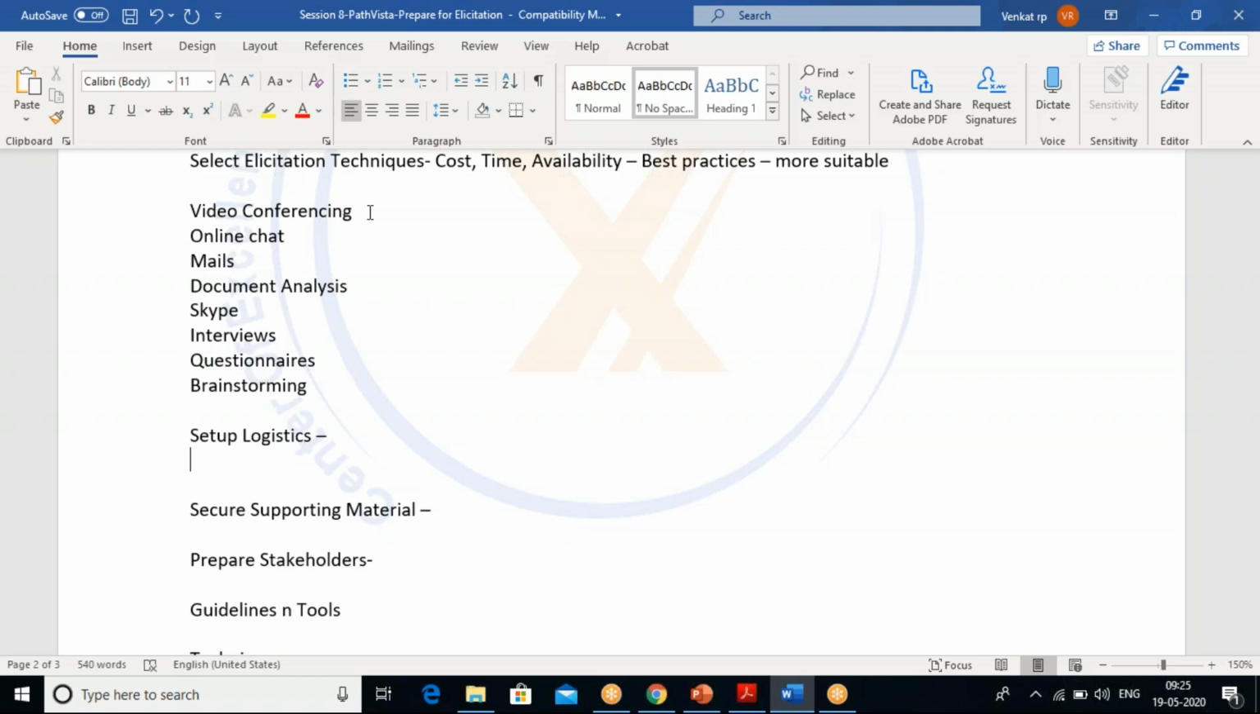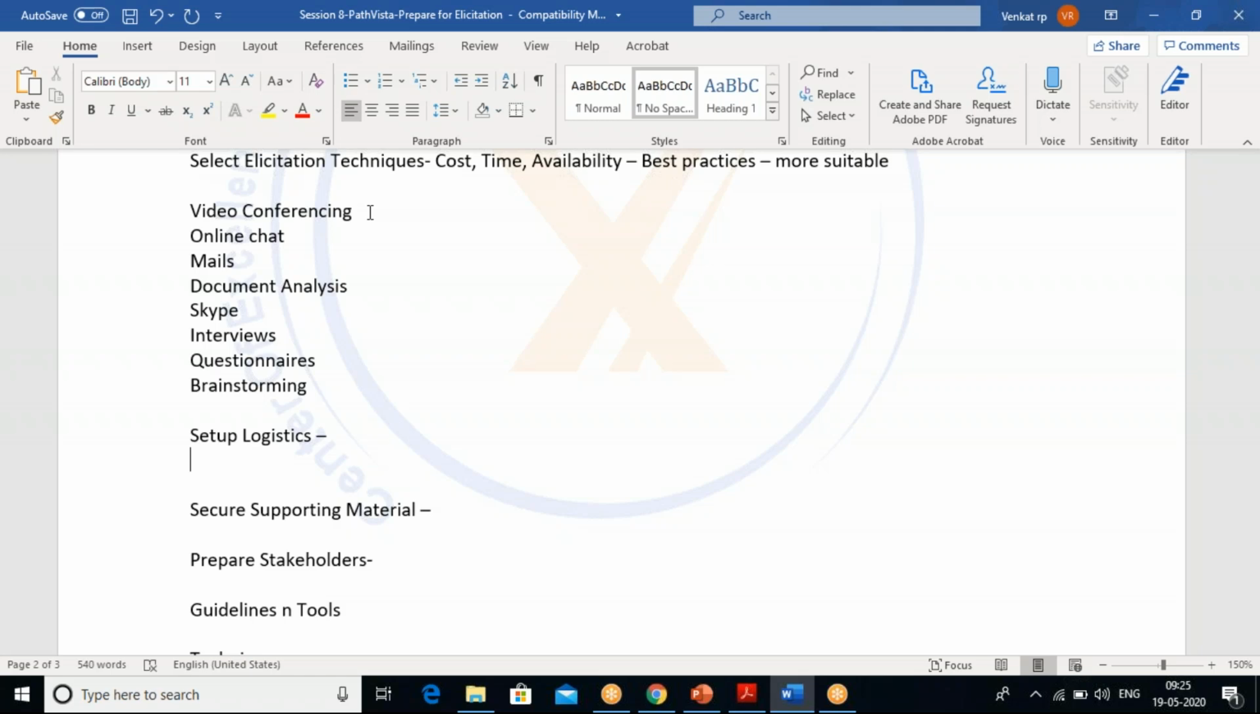Logistics here means whatever elicitation techniques we are going to use, or how we are going to facilitate the elicitation. For that, what is the cost involved, what is the time involved, and how we are going to make it happen. All these things we have to analyze, and based on a few things, we will either drop a few techniques, and prefer to go with others. Likewise, we have to set up the logistics.